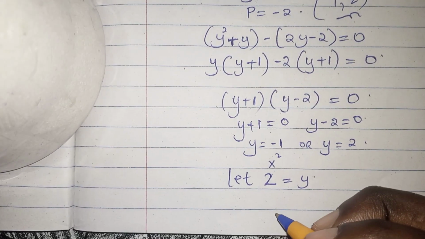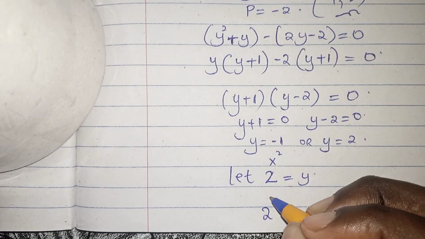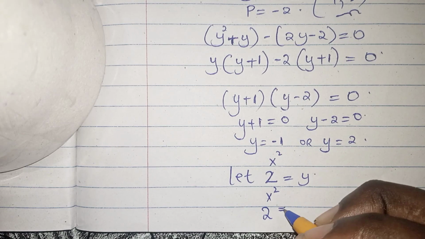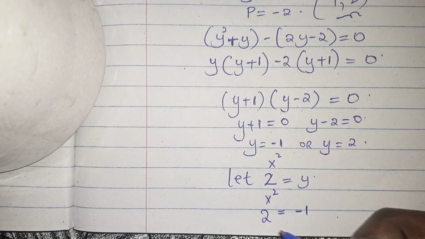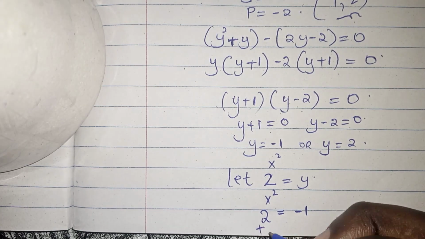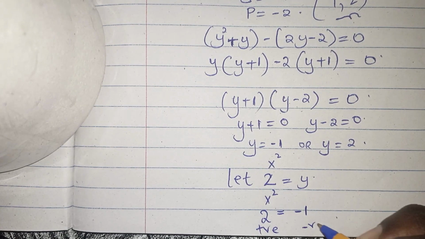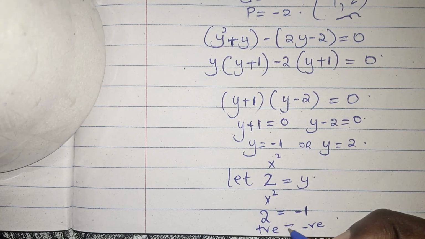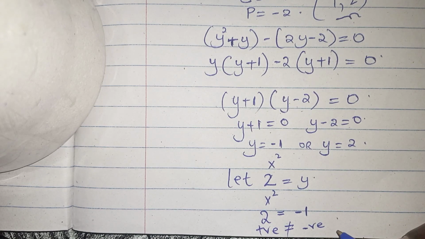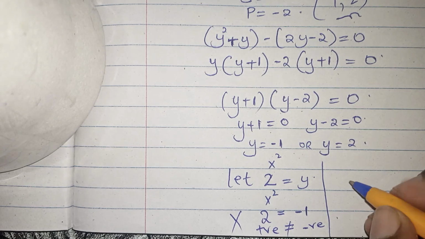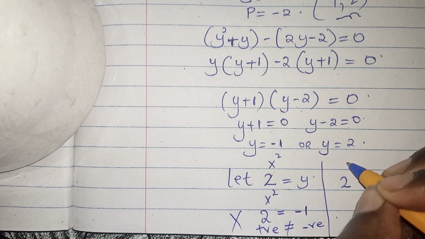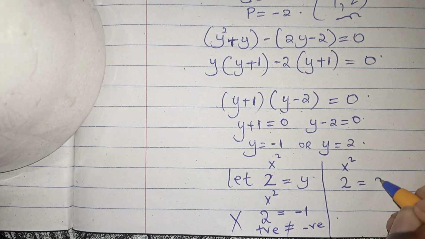So 2 to the power of x squared is equal to negative 1. So we shall reject this because this is giving us positive and this is negative. So positive is not equal to negative. So this is a false statement and we shall reject. So we are left with 2 to the power of x squared is equal to 2.